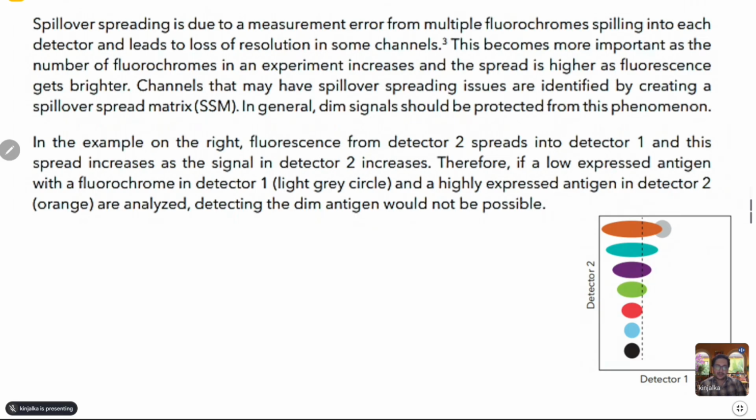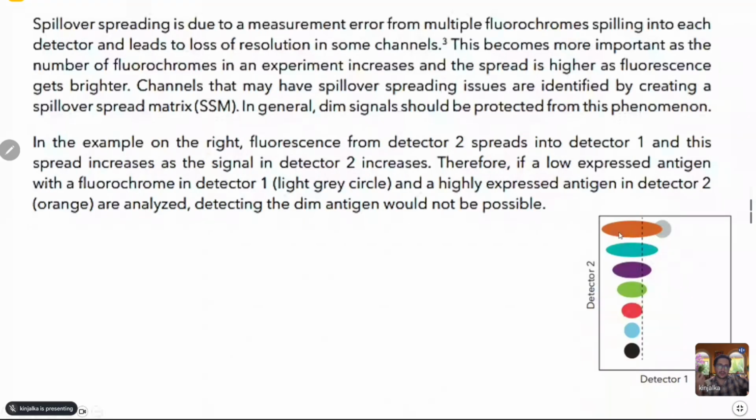So that it reduces the resolution of the flow cytometers. This becomes very important as the number of fluorochromes in an experiment increases, as there are higher chances of spillages. Channels that may have spillover spreading issues are identified by creating a spillover spread matrix. So over here, if you look, you'll see that at the top, fluorescence from detector 2 spreads into detector 1, and this spread increases as the signal in detector 2 increases.